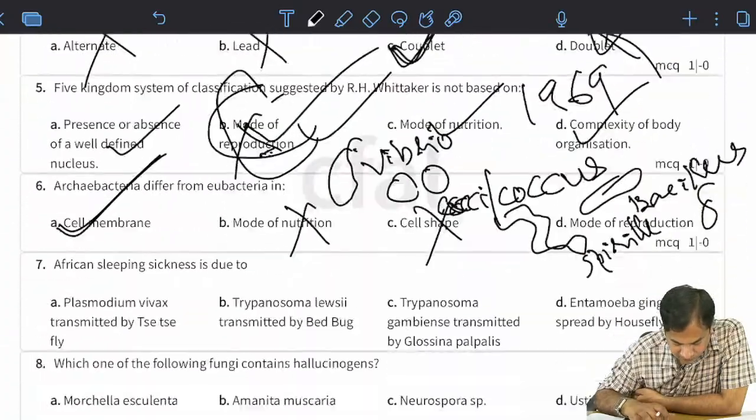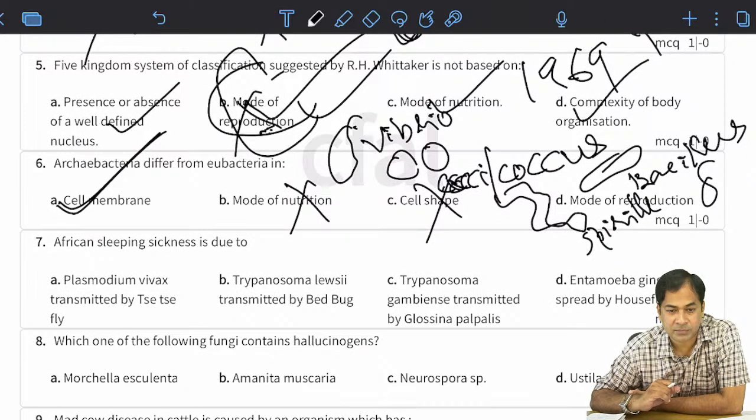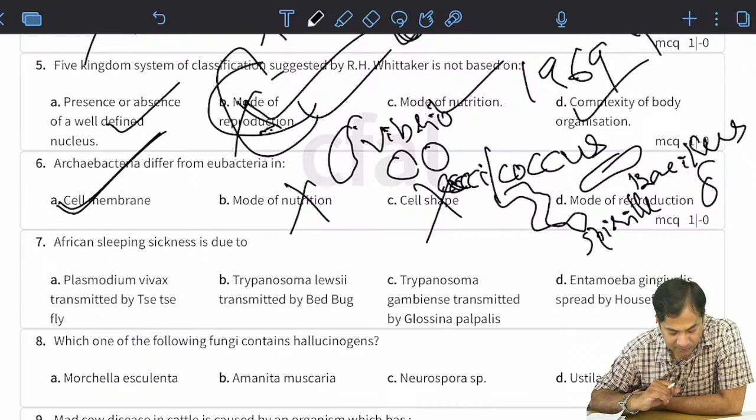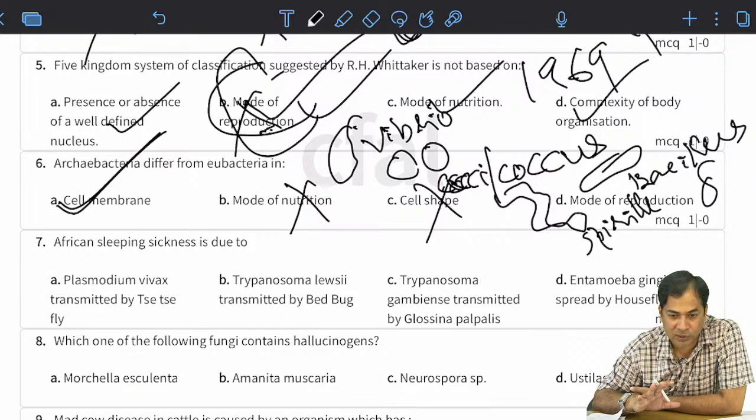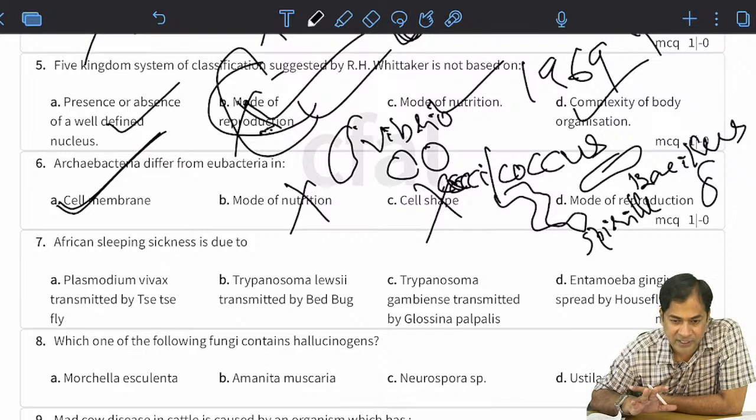Okay, next question we will discuss. Question number 7. African sleeping sickness is due to. Don't see how many questions we discuss. You might be thinking, I am going very slowly, going into the depth of every question in detail. That is required because that is how you should think for the question. Your approach should be like that.